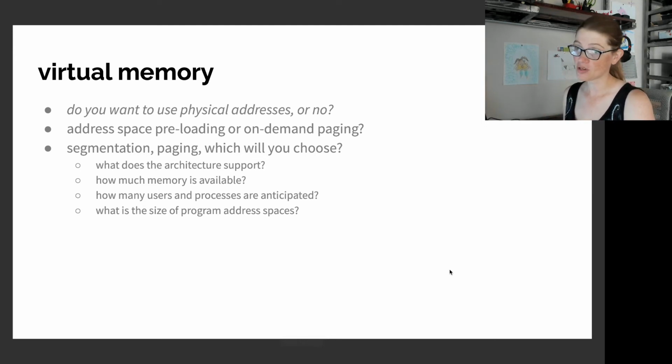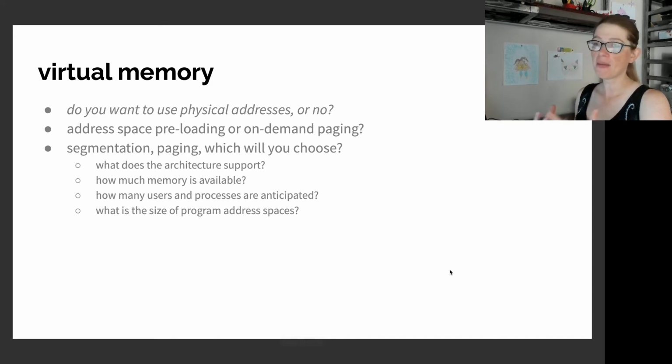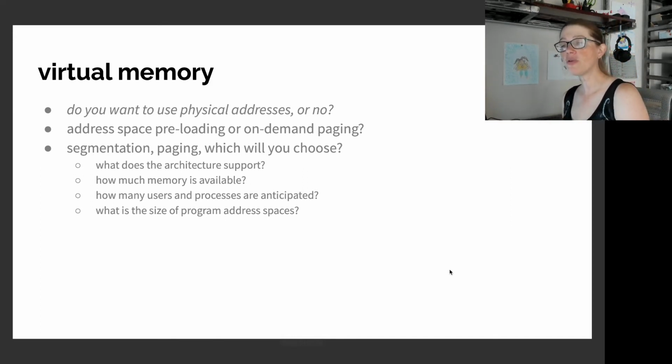What kinds of programs are they running? Because that's going to help you decide whether address space preloading is appropriate or whether you need to do on-demand paging. Now, to recall, on-demand paging is where we only load the portion of the address space we need at the point that we actually need it, which means that our address space lives on secondary storage, which is much slower. So we need to implement cache algorithms to support that and so on and so forth.